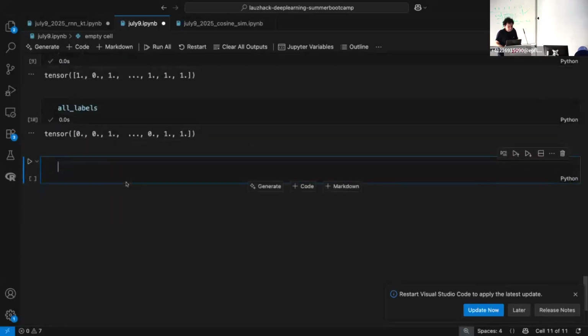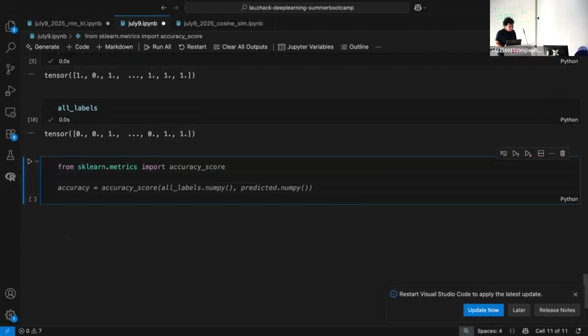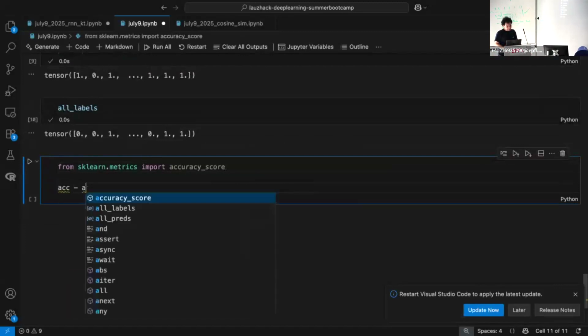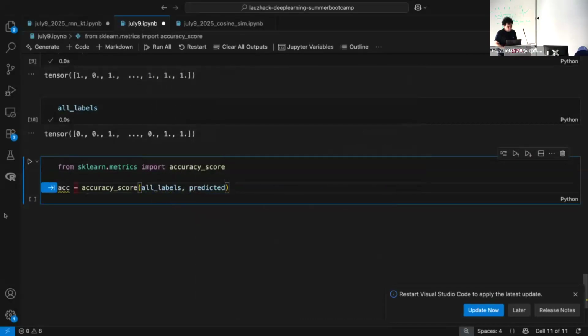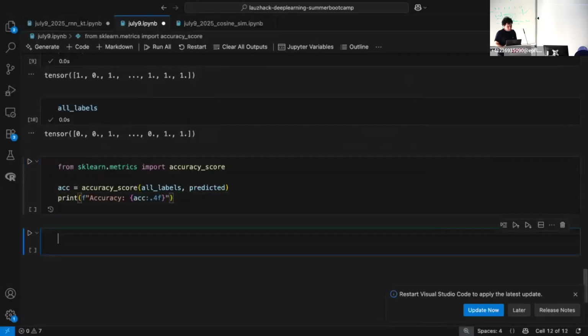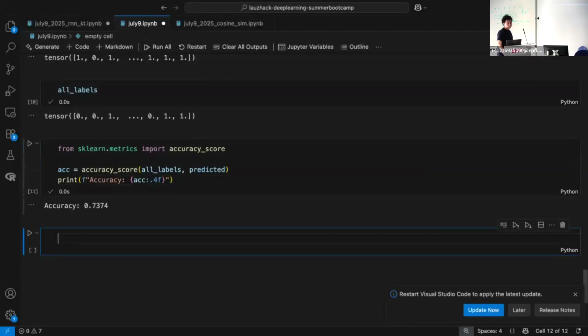Then let's calculate the accuracy score. You can import accuracy score from sklearn, and then accuracy is equal to accuracy score of all labels and predicted. Oh, sorry. Good, right? We have an accuracy of 0.7374. That means our model has an accuracy of 0.7374 after 20 epochs of training.